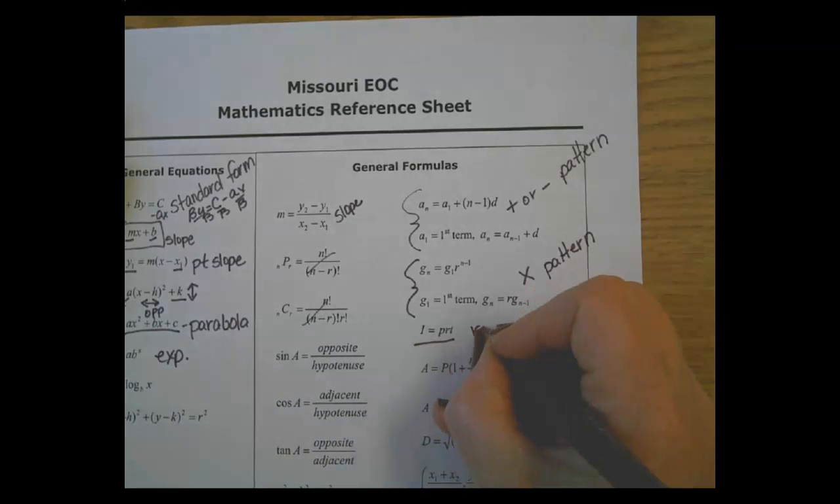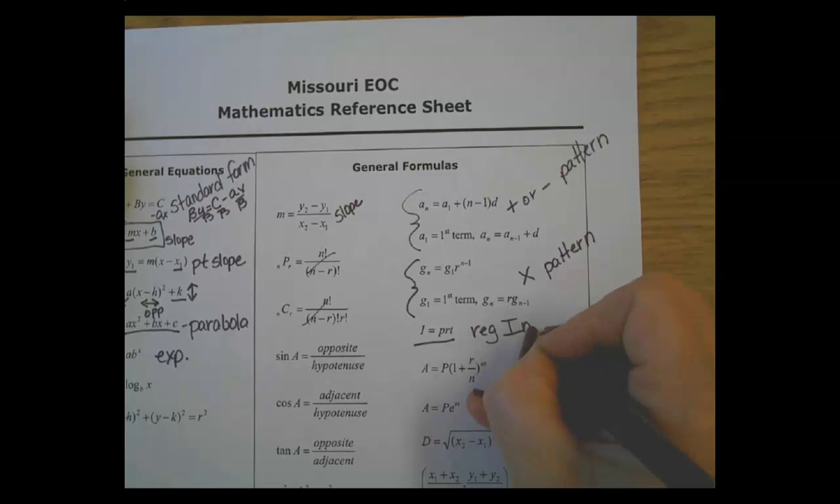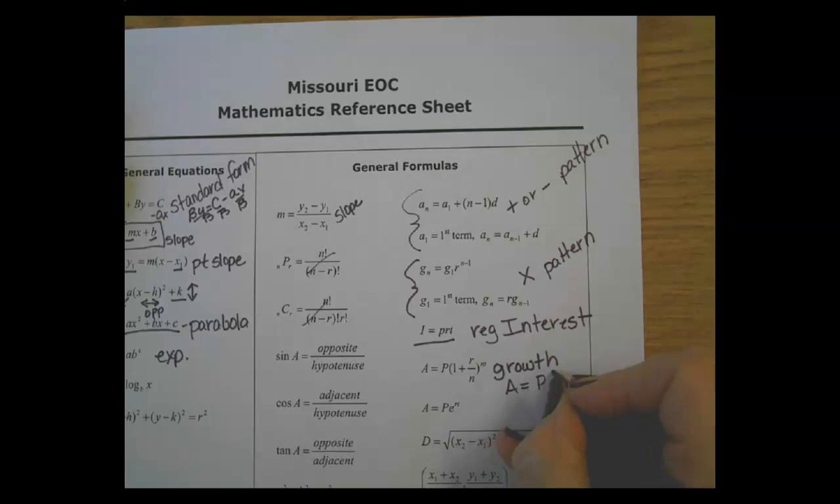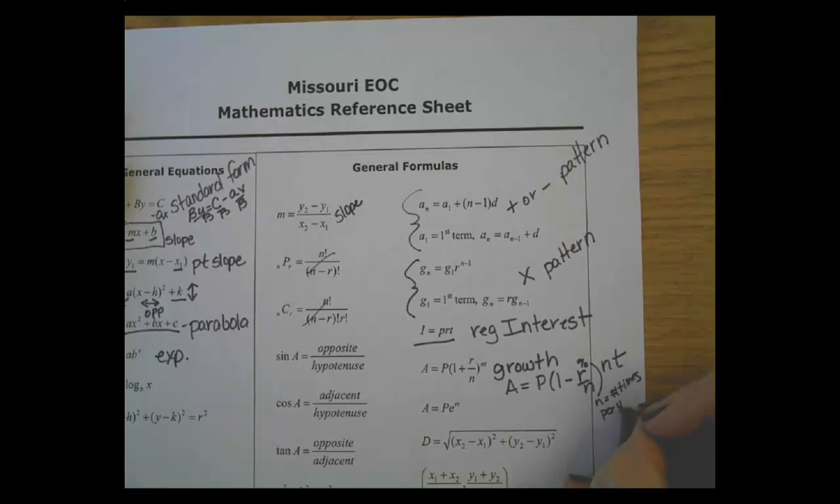This is regular interest, simple interest. This one is growth. Decay is the same thing, but it's 1 minus your R. Your R is your percent. Your N is the number of times a year. I think we talked about that semi-annually kind of thing.